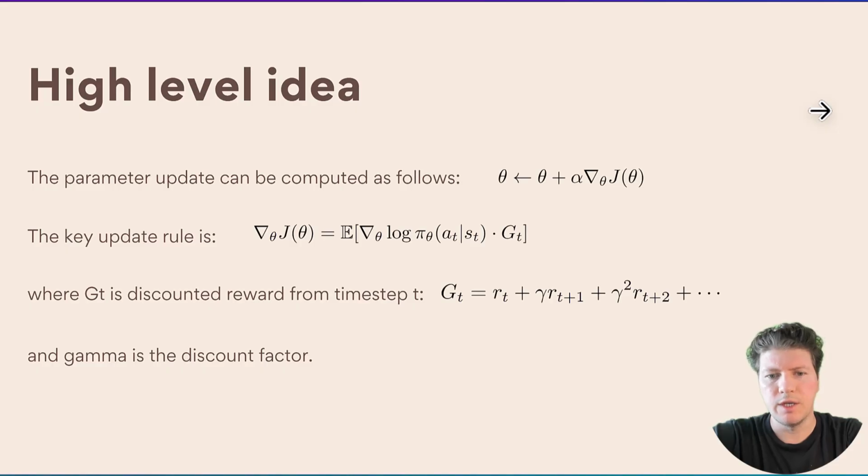The update rule for theta is theta new is equal to theta old plus the learning rate alpha times the gradient of the objective function. The key update rule in REINFORCE is that the gradient of the objective function is represented as shown in the second line: expected value of gradient of log policy times the discounted rewards. The log pi is our policy and G_t is the sum of discounted rewards from time step t, where gamma is the discount factor between 0 and 1.